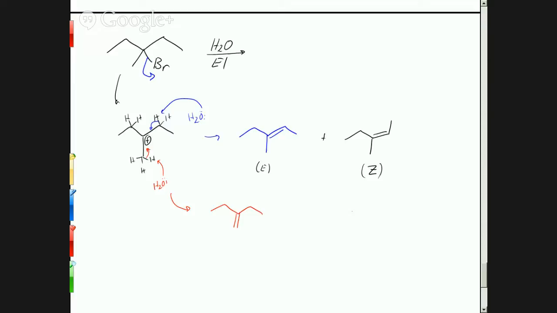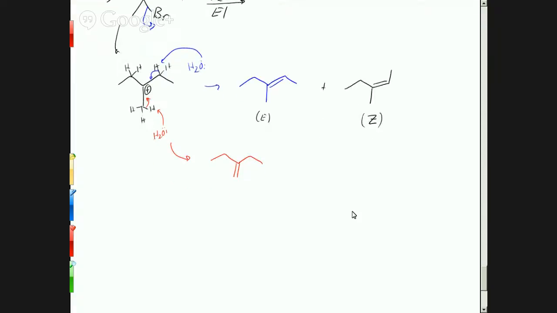Between the E and the Z, what do you think is more favored? Yeah, it is the E. Any idea why? Yeah, that's okay. It's just, yeah, the E tends to be a little bit more stable in many cases. That's not always generally true, but in many cases it is. So those are the possible products you can form.